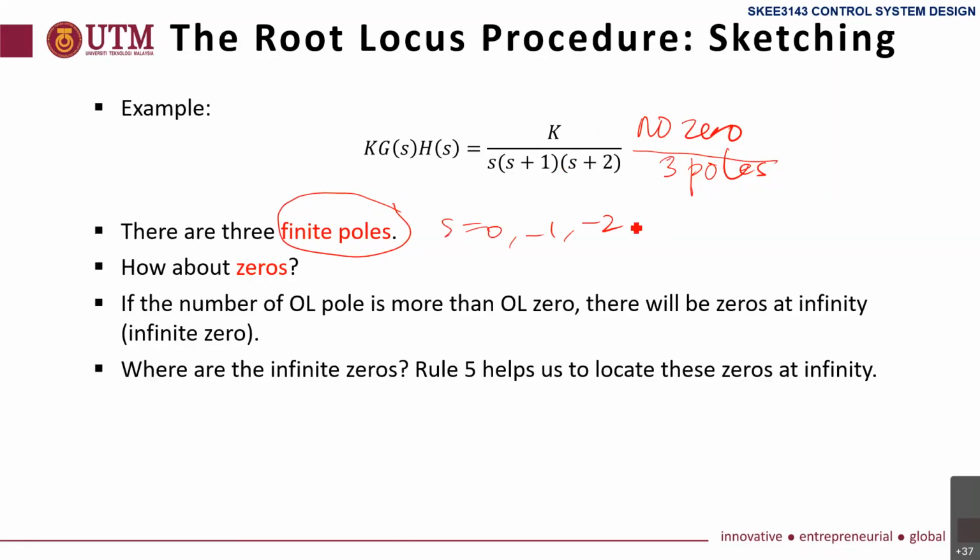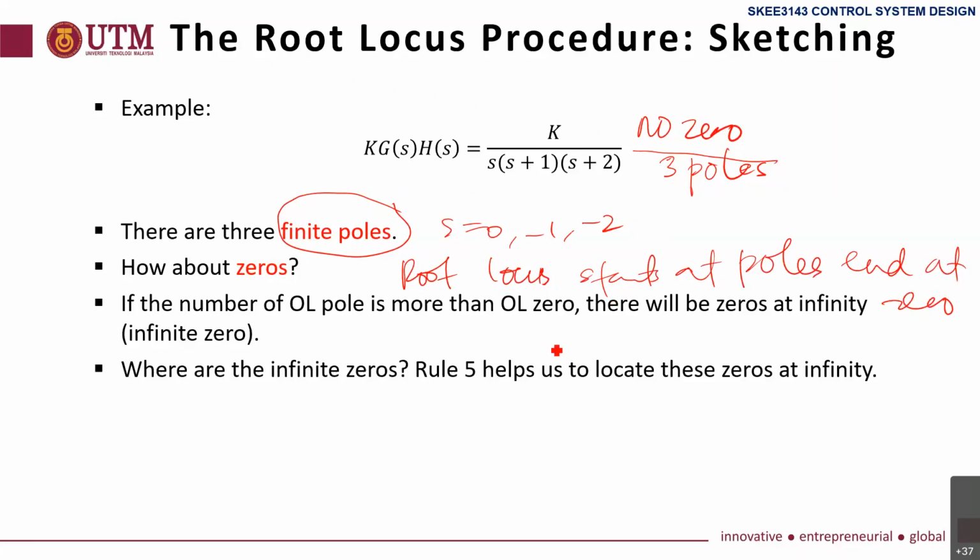But remember that we say root locus starts at pole and at 0. Start at pole and at 0. But here no 0, only 3 poles. So this is what we discuss. We want to discuss about 0.